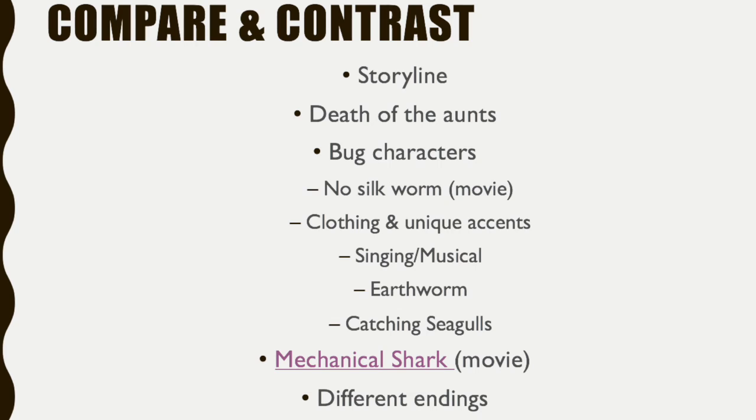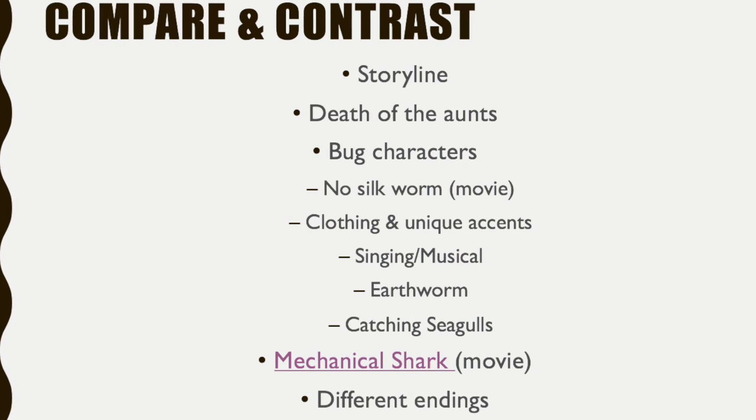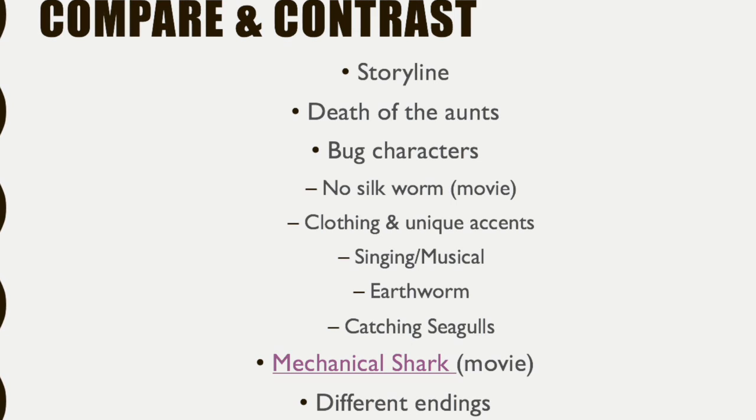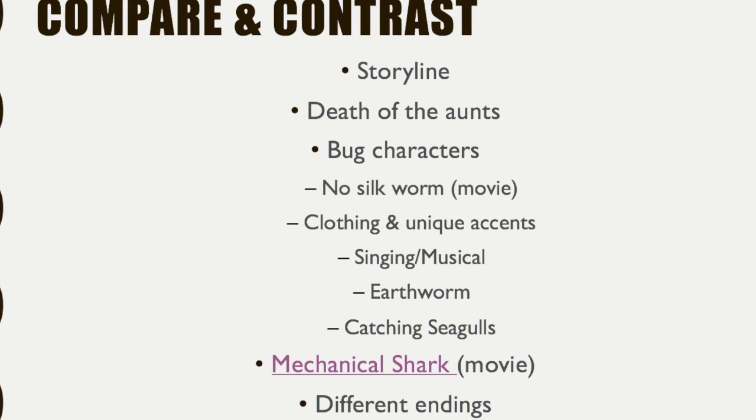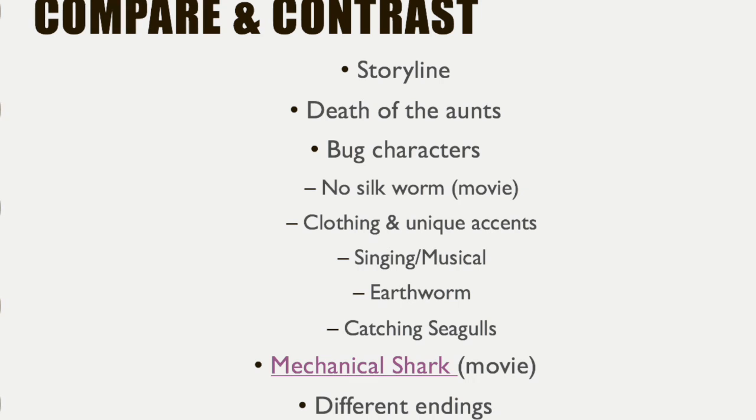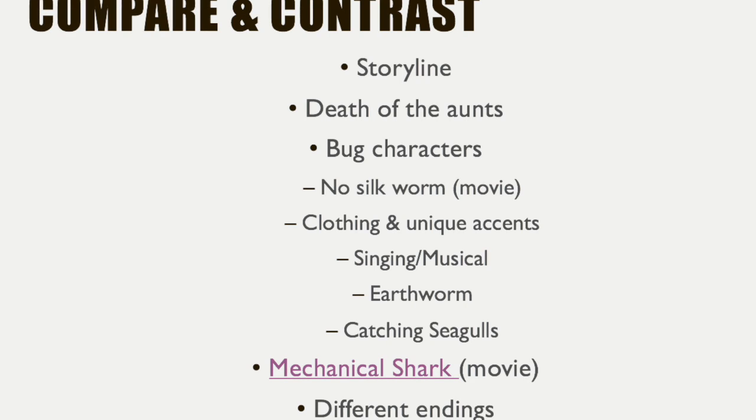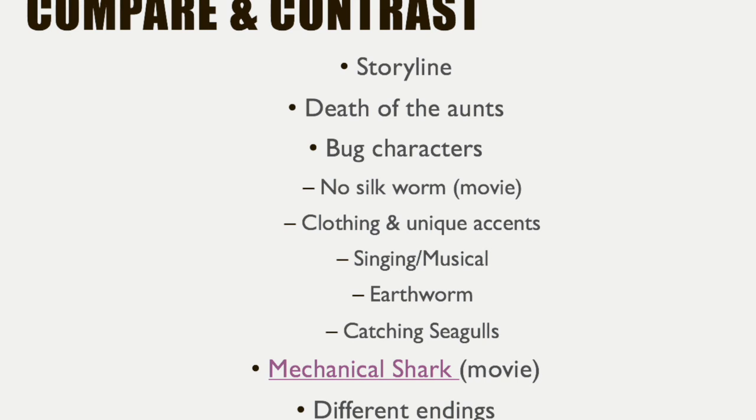When it comes to catching the seagulls, in the movie they did not have the silkworm's help to catch those seagulls. Instead, they relied on a web that Miss Spider had already spun in order to throw it over top of all the seagulls to catch them in the net instead of lassoing them one by one. So that was a major difference that we noticed and discussed in class.